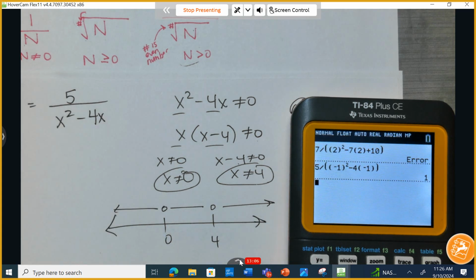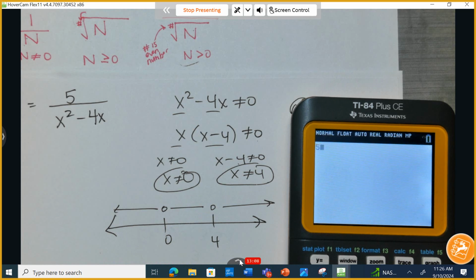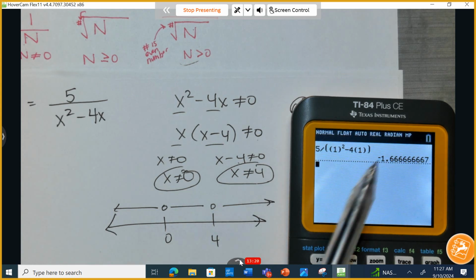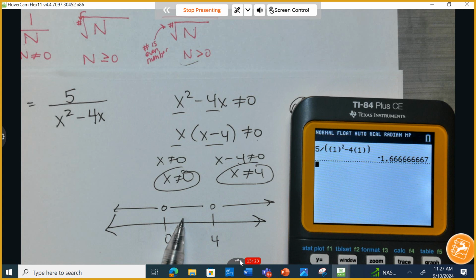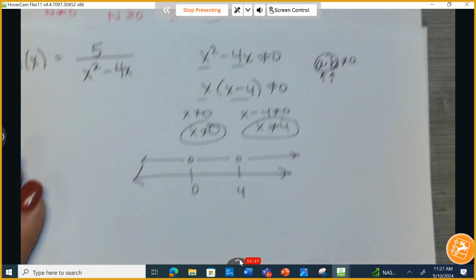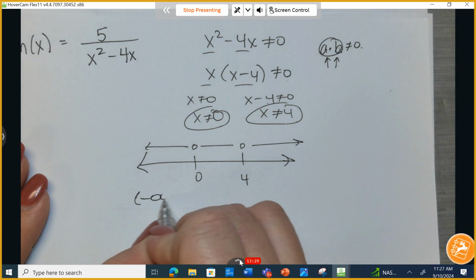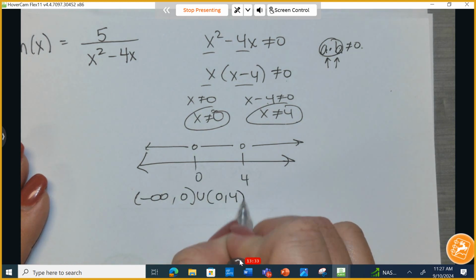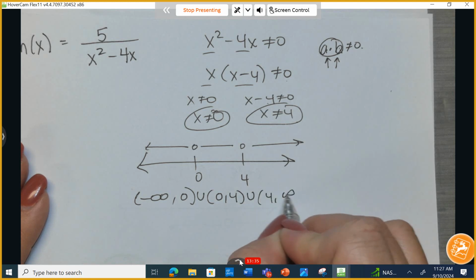Then I could choose one number in between, like 1. I'll do the same thing. 5 divided by 1 squared minus 4 times 1. Again, I get an output. Doesn't matter if the output is 0, positive, or negative. If I'm able to plug in one value and it produces an output, it represents everything in between. And I do the same thing by choosing a number to the right of 4. So how do I actually now put this in interval notation? Negative infinity up to 0, we don't include it. 0 to 4, we don't include it. And 4 to positive infinity.